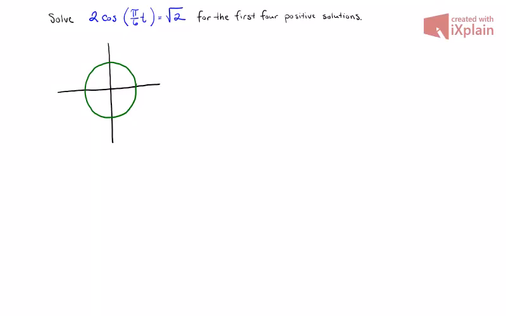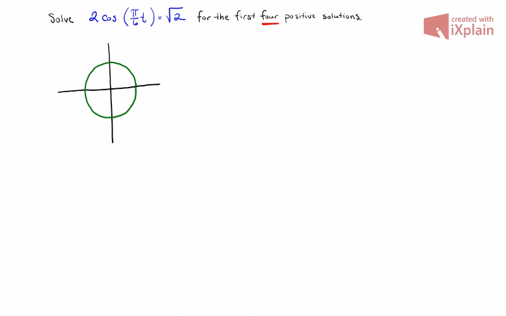Hey everyone, welcome to question 10 of the chapter 6 review. In this problem we want to solve the trig equation 2 times the cosine of pi over 6 times t is equal to root 2 for this time the first 4 positive solutions.